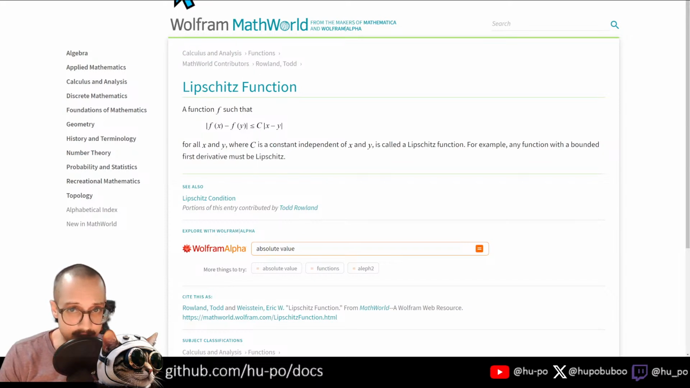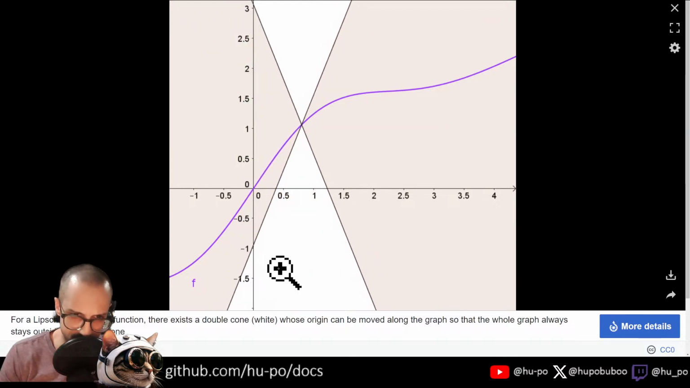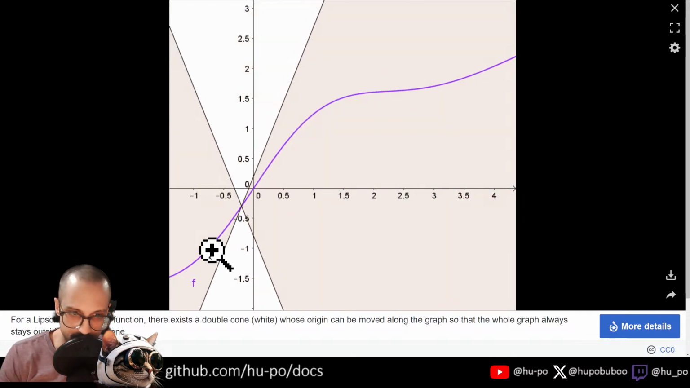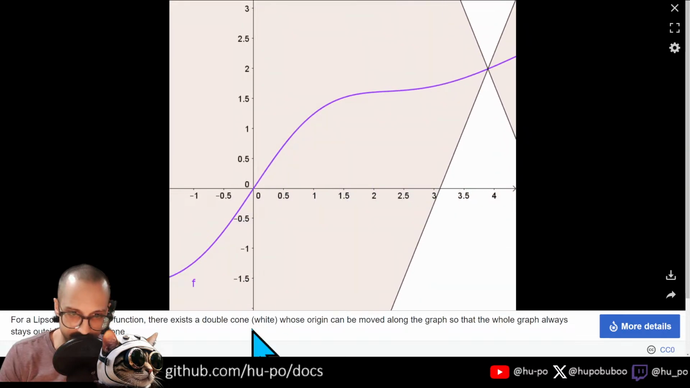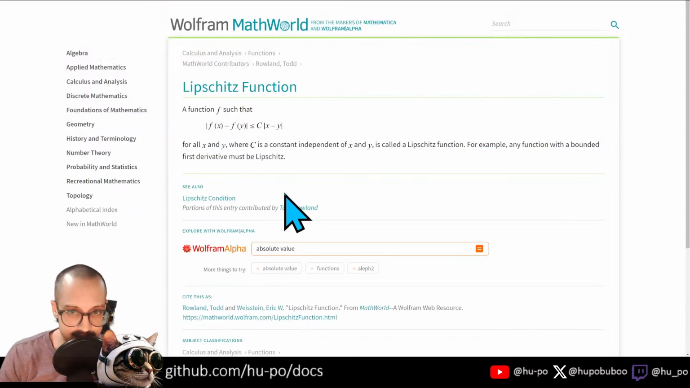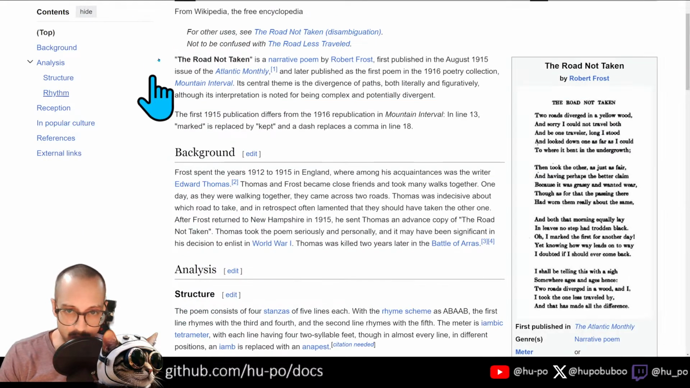So we have here the Wikipedia page for it. They have a nice little GIF here, which I think demonstrates this. You're going through this continuous function f, and you see how the slope of this function, or the first derivative, never exceeds this line, right? And the slope of that line is this constant C. So basically a Lipschitz function is a function that has a bounded first derivative or a bounded slope.